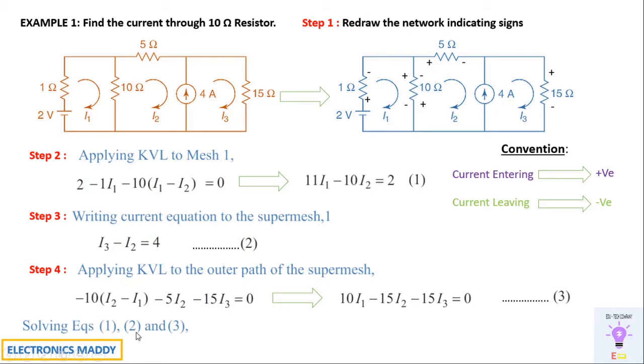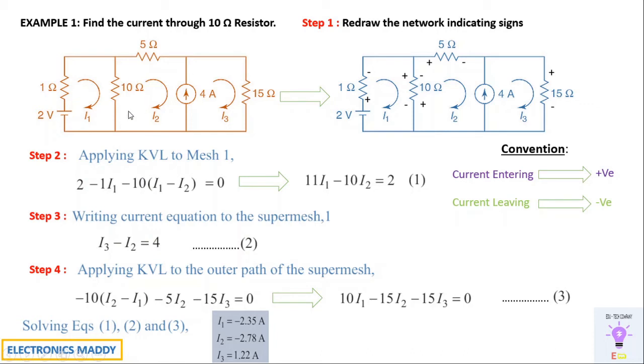Now, solving equations 1, 2 and 3, there are different approaches that can be used. You can use the matrix method to solve them, but the calculations are not shown here. You can directly get these values. You can also do it using a calculator. So you will get I1 equal to minus 2.35 amps, I2 as minus 2.78 amps, and I3 as 1.22 amps. So you have found all the currents.